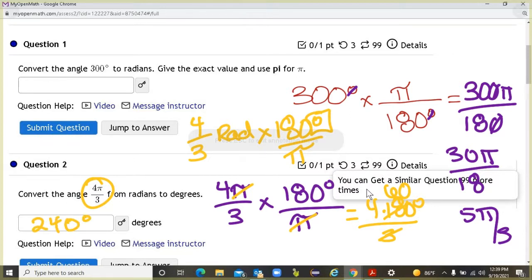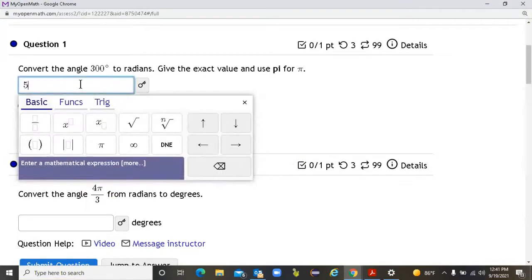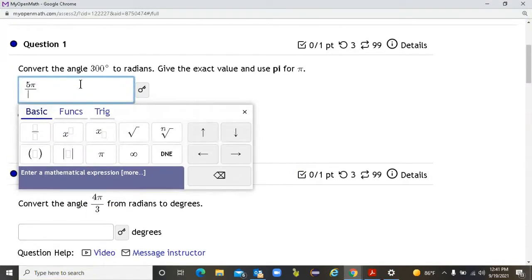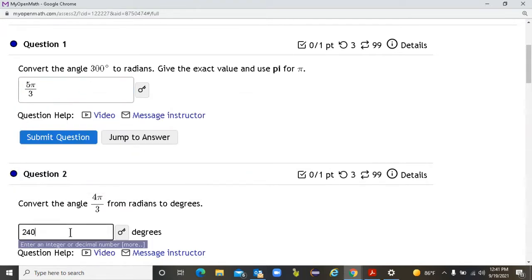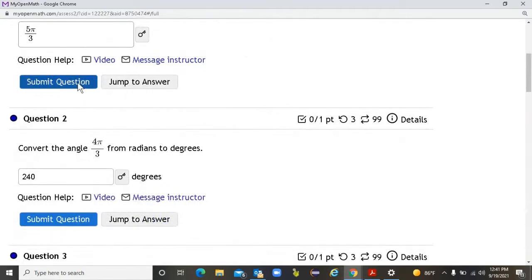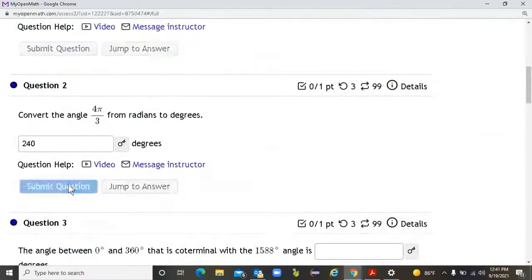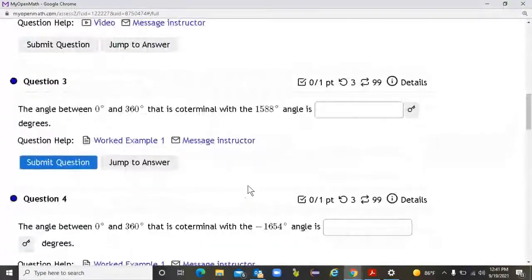So let's see if there's any kind of tricks here for putting these kind of answers in. So 5 pi over 3 and 240. So here I'm just going to do 5 pi slash 3. So there's 5 pi over 3. And then here I'm going to do 240. And you don't need the degree symbol because you see here at the end of the box it says the word degrees. So that's letting us know that we're doing that. Okay. So there's our answers there.